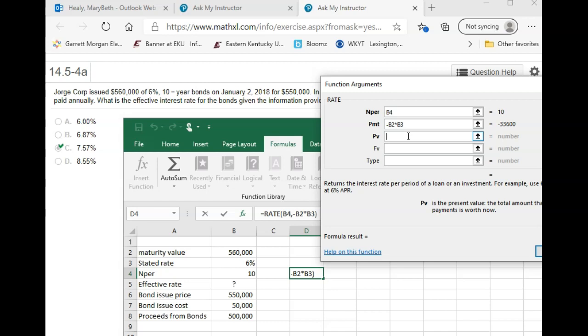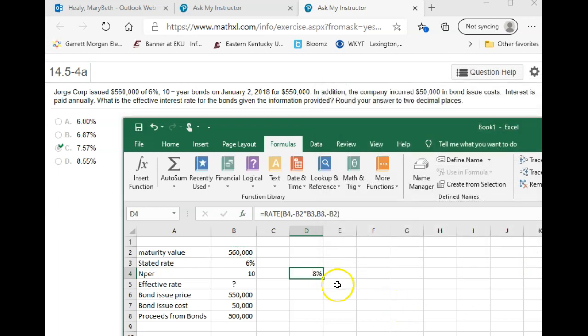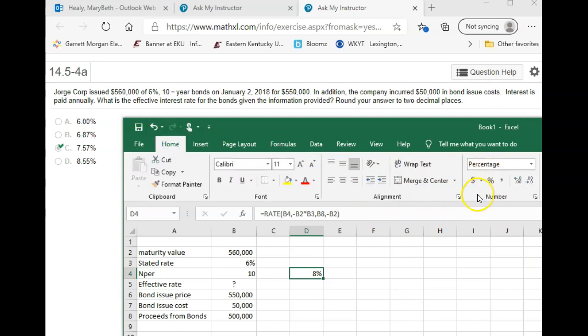So PV is positive and it's the proceeds. The future value is negative, it's a payment out, and I'm going to use the face value, the maturity value, for that. I'm going to leave the type blank, or I could put in a 0 because it's ordinary. And when I click, that will give me 8%, but that's because my Excel is rounding, so I need to pull that out for a couple more decimals, and here we go. So it's 7.57%, and that's one of my choices, and it ends up being right.